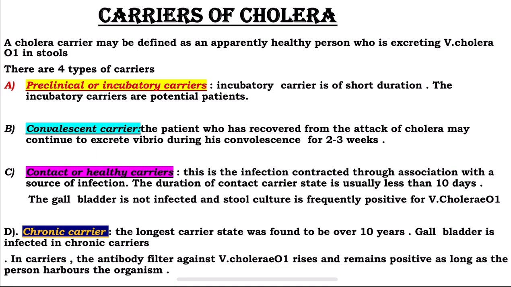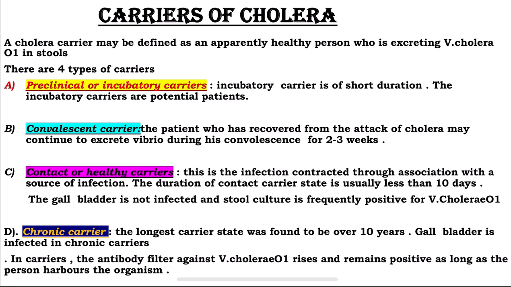And then we have the convalescent carriers, the patients who have recovered from an attack of cholera. What is the convalescent period? After recovery, the period after recovery is the convalescent period. So the person has recovered from the attack of cholera, but he continues to excrete the cholera vibrio during his convalescent period for 2 to 3 weeks. After the recovery phase, he is still shedding the organism for 2 to 3 weeks.